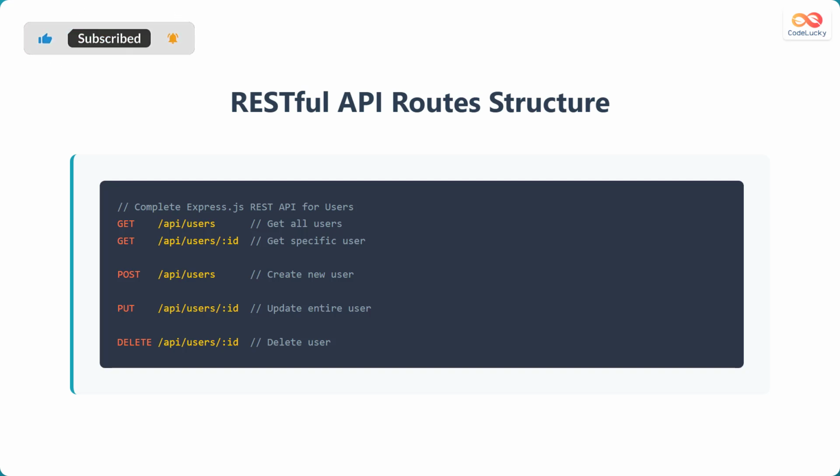A PUT request to /API/users/ID updates an existing user with the given ID. A delete request to /API/users/ID deletes the user with the specified ID. By following this structure, APIs become more predictable and easier to use.